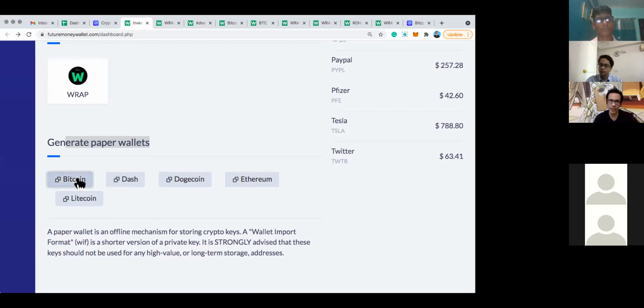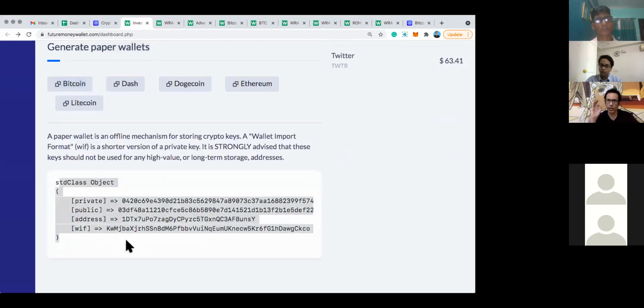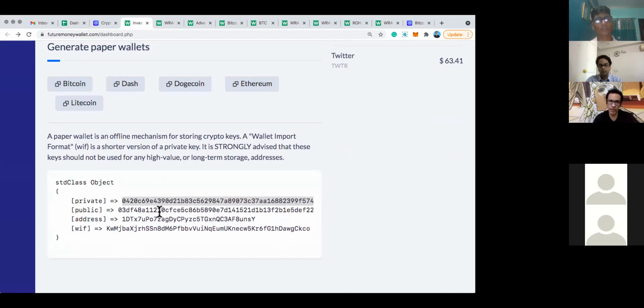So if I click here for Bitcoin, this is what a Bitcoin cold wallet looks like. It has a private key, which you're going to use to sign transactions and transfer out. A public key, which anybody in the world can see, and an address, which is what you tell the whole world. And then WIF is a smaller version of it. Let's ignore that for the time being.